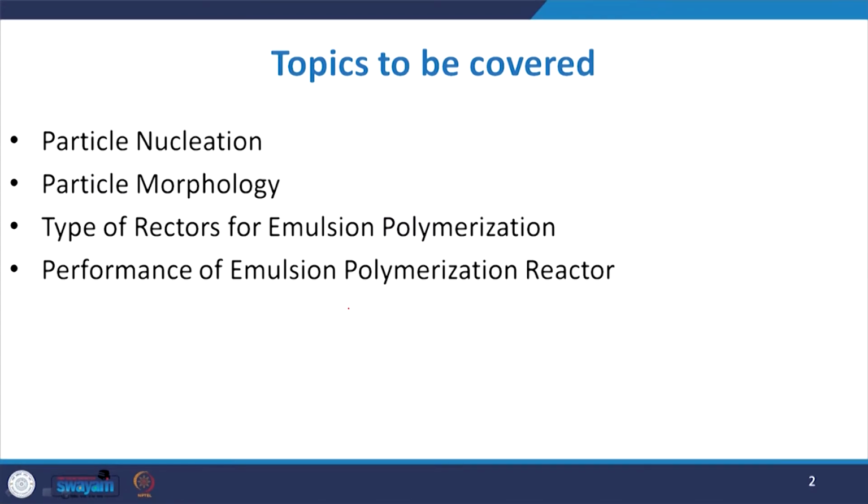Welcome to the second part of the nucleation, morphology and reactor type chapter under the head of emulsion polymerization. We discussed particle nucleation and started particle morphology in the previous lecture. In this lecture, we will continue this particle morphology concept. Apart from this, we will discuss the various types of reactors involved in emulsion polymerization, and we will perform the performance study of the emulsion polymerization reactor.